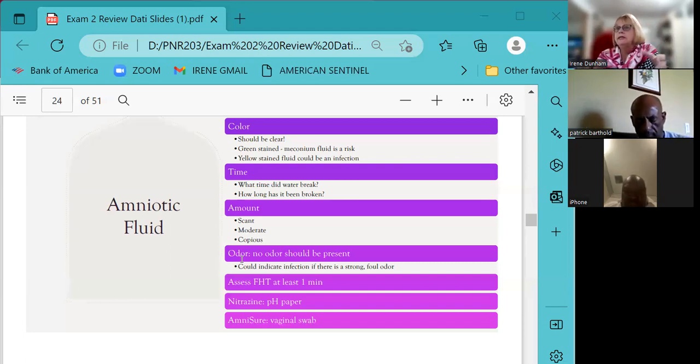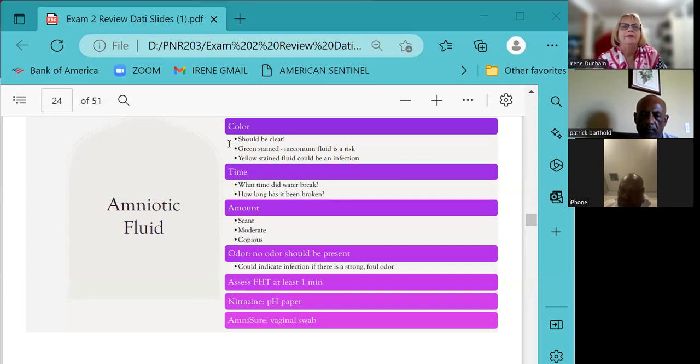Now, she says she had a scant amount of water. It could be a little break in the bag. That means maybe the head is down low. So only a little bit of water came out, but the rest of the water is on the other side of the head. The head is blocking the water from coming out. Make sense? That's why I want to know how much of the amniotic fluid comes out. And then, of course, the odor. A strong foul odor, what I said before? Infection.